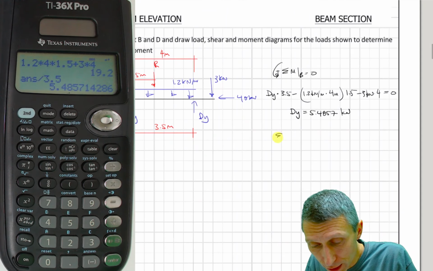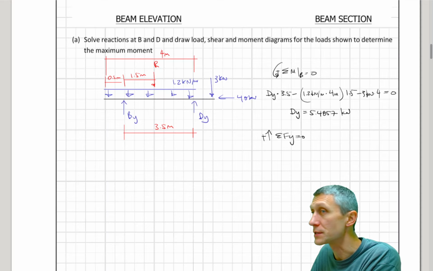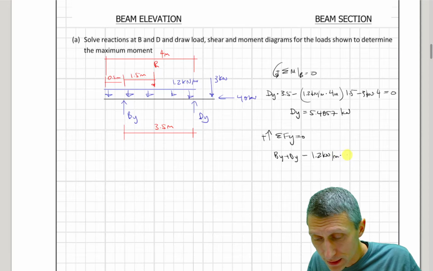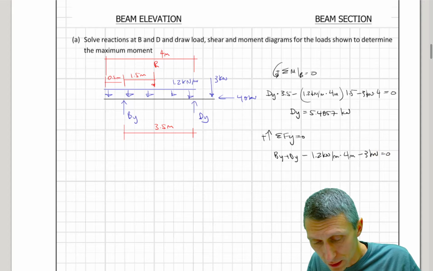Okay, hopefully you're able to get that. The next step, we've got sum of the forces in the y direction equals 0. I'll have to move the calculator for a second. So what do we have? We have By plus dy. Those are both going up. We're just going to subtract off our 1.2 kilonewtons per meter times 4 meters minus 3 kilonewtons equals 0. And we should get By equal to some value here.